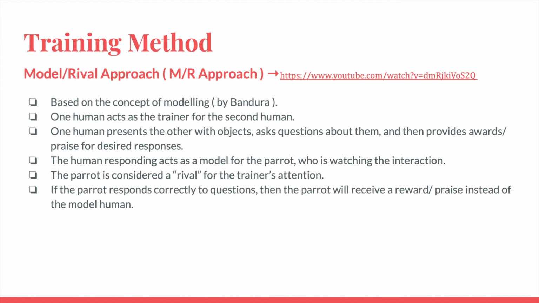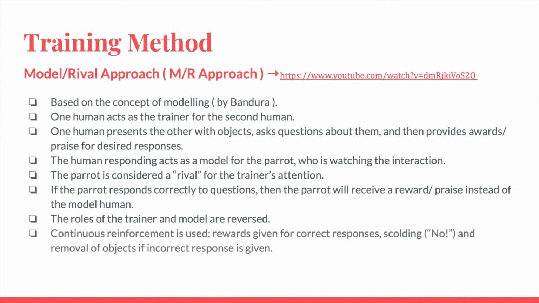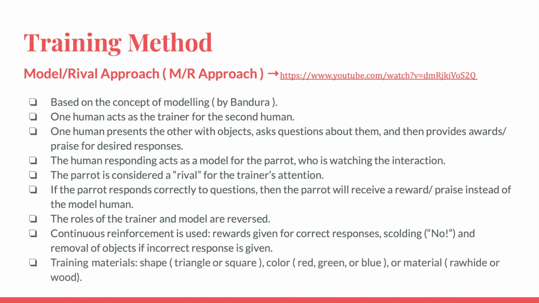If Alex responds to the trainer's questions correctly, then he will receive rewards and praise instead of the model human. At this point, the roles of the trainer and the model are reversed. Continuous reinforcement is used at this point in the study, where rewards are given for the correct response, and scolding, such as stating no and taking the object away from Alex, are used. Some of the training materials were shapes, such as triangles or squares, colors, such as red, green, or blue, and material, such as rawhide and wood.